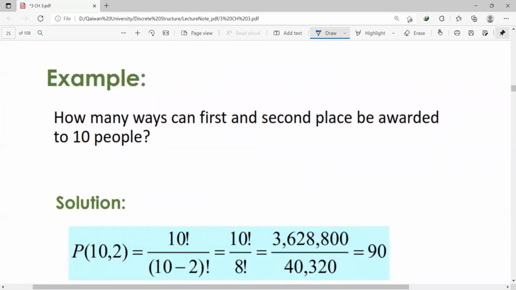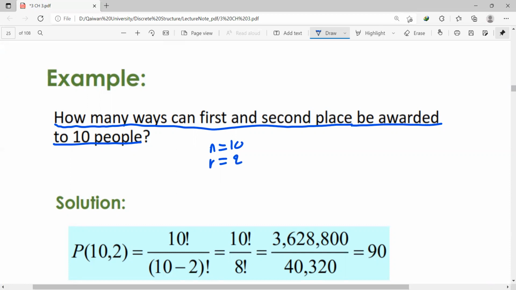Look, it says in how many ways can first and second place be awarded to 10 people? That means you have 10 people. We just select the first and second place among 10. For the first place, we choose among 10. For the second, we choose among 9. But if you use permutations, here n equals 10 and r equals 2. We have only 2 positions, 2 places. We just take 2 places. Okay, first and second. r is 2.